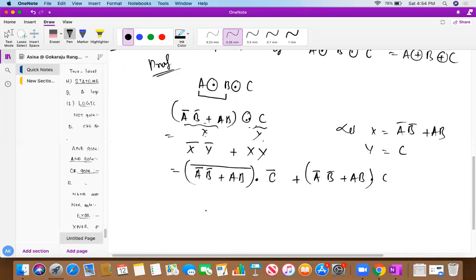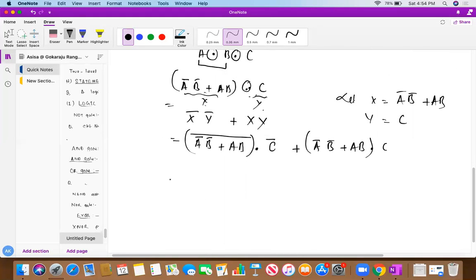Very simple. Next, if I'm going to elaborate this, what will it be? Let's say I'm going to solve this one first. How am I going to solve it here? Check it. A bar B bar or AB whole bar. Can I apply De Morgan's theorem here? This is actually A XNOR B whole bar. Am I correct? Because A bar B bar or AB is my A XNOR B.